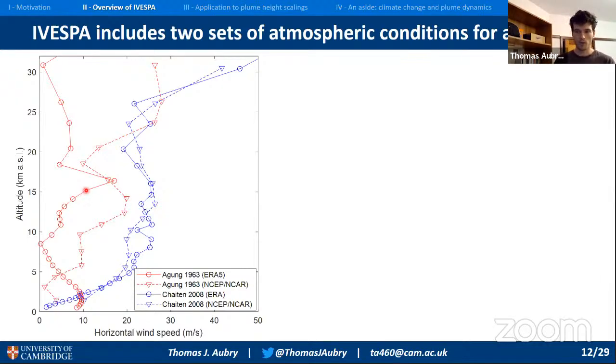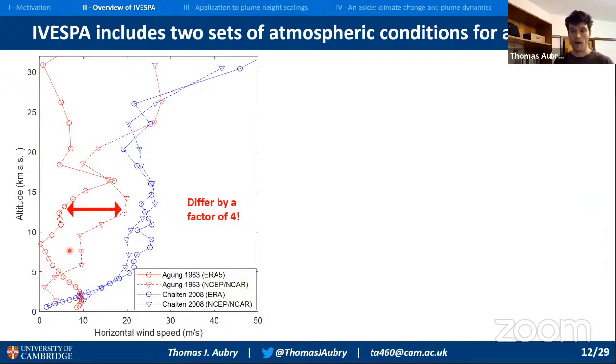The circle continuous line is the atmospheric profile from the ERA 5 analysis, and the dashed line with triangles is from the NCEP and NCAR analysis. You can see that for Chaiten, which is a recent eruption, so the climate analyses are well constrained, there's very good agreement between the 2 analyses. But for Agung, it's not the case at all. There is a difference, for example here, by a factor of 4 in the local wind speed at that height.